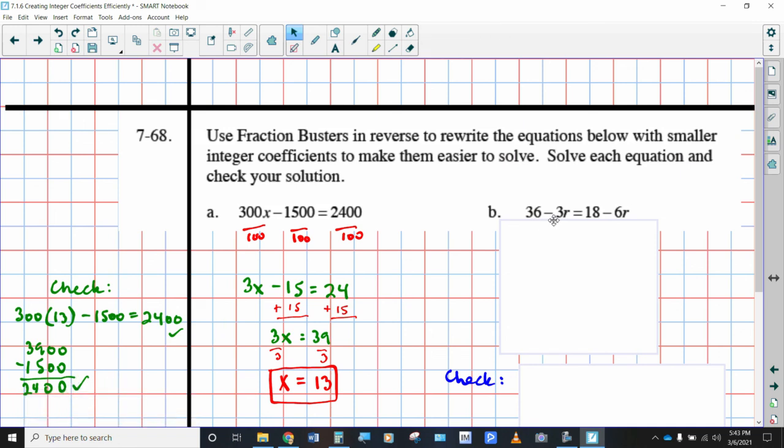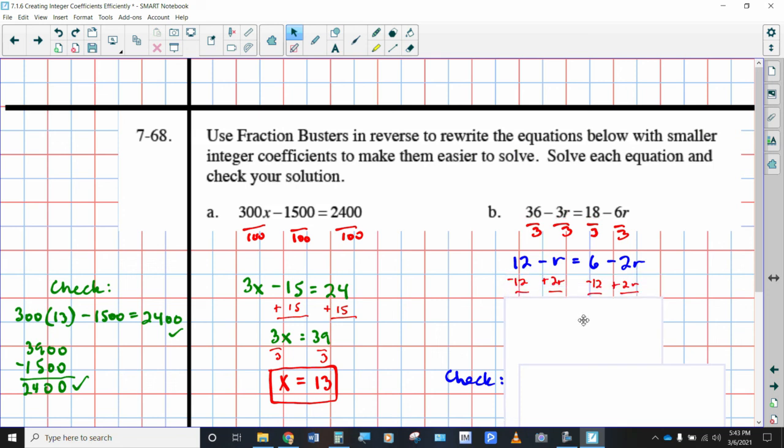Here, you could do the same thing, but honestly, I would just add, maybe I would add 6 r's to each side and take away 36 from each side. But, you know, maybe it's easier to do it this way, where you just add 2 r's to each side and then take away 20 from each side. No, 12 from each side, and that leaves you with r is equal to -6.